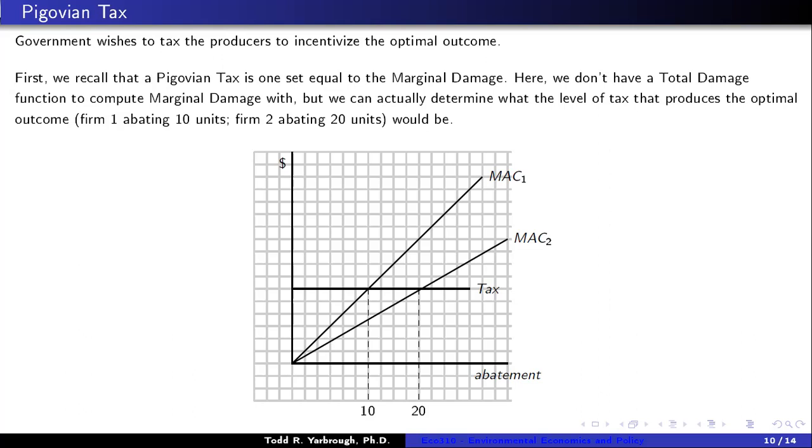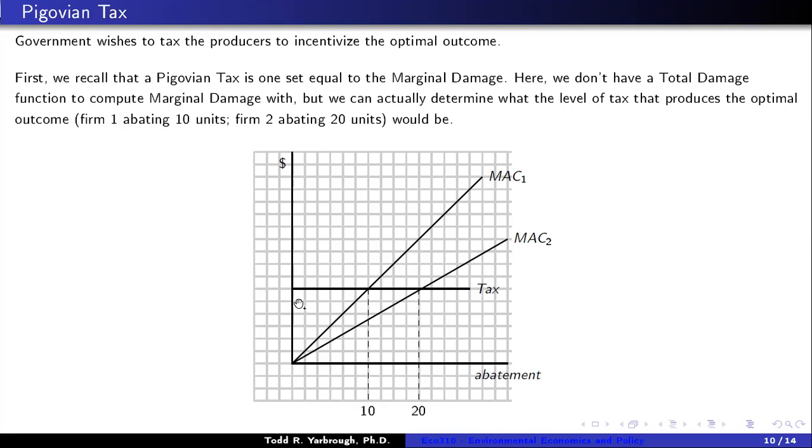And then what I have there for you is the tax line. In other words, that's the level the tax needs to be at in order for us to get to the optimal solution. And just as you recall, the optimal solution is for firm 1 to abate 10 units and firm 2 to abate 20 units. Okay, so how does the Pigovian tax work?